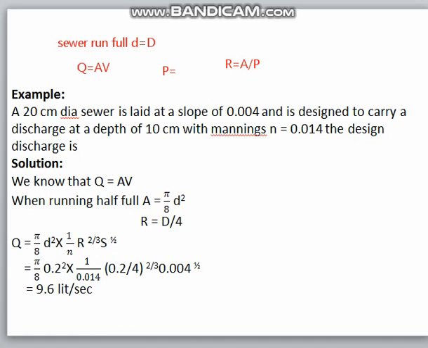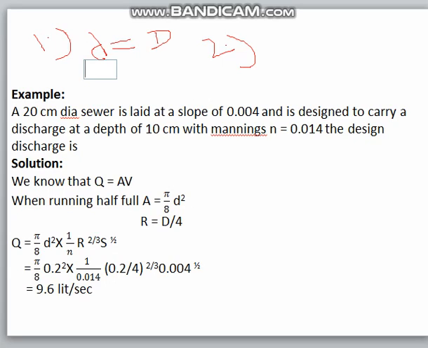Case one: when the sewer runs full, we have to consider the depth of the flow is equal to the diameter of the sewer. Coming to the second case, when the sewer is running half full, we have to consider the depth of the flow is equal to half of the diameter of the sewer.